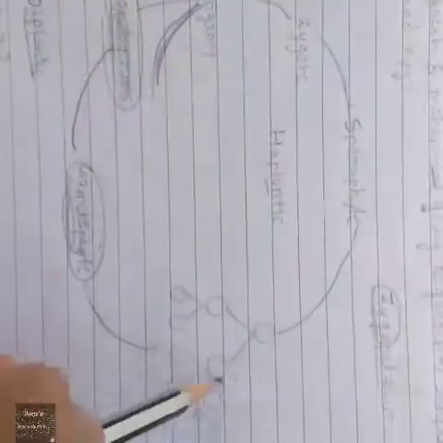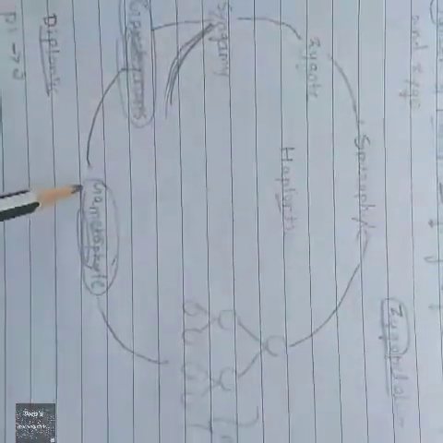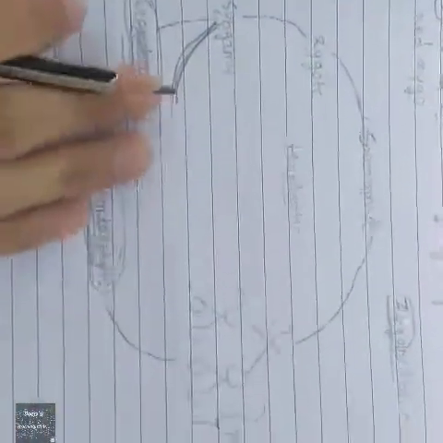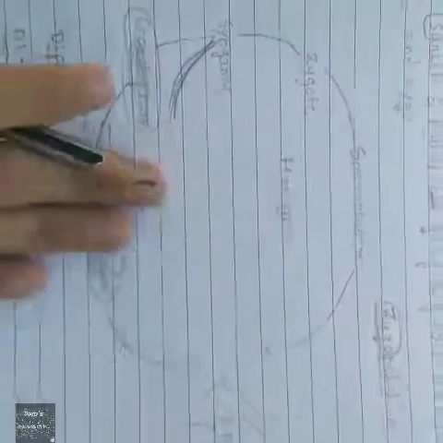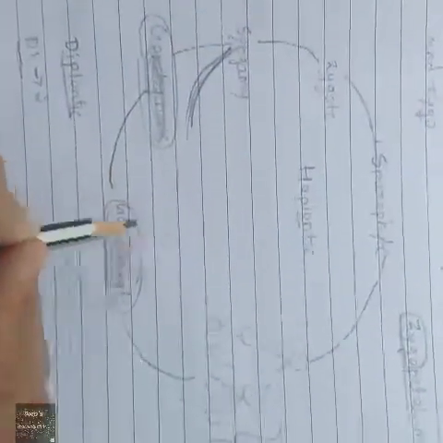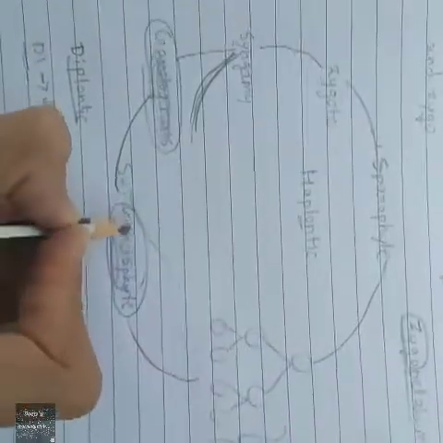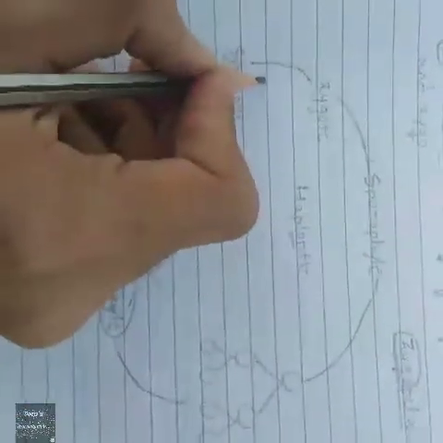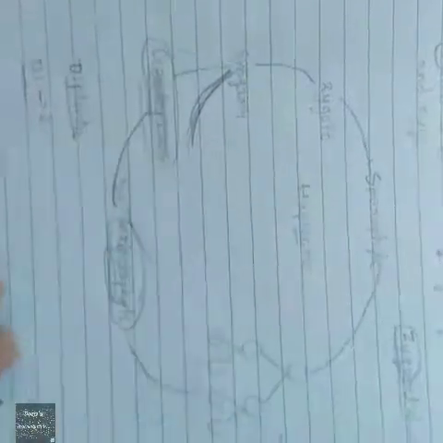First is our sporophyte, meiosis, and syngamy. We should erase these 2 steps. We can write syngamy here and add this line here. Syngamy we can write here, and then zygote, here zygote and sporophyte.